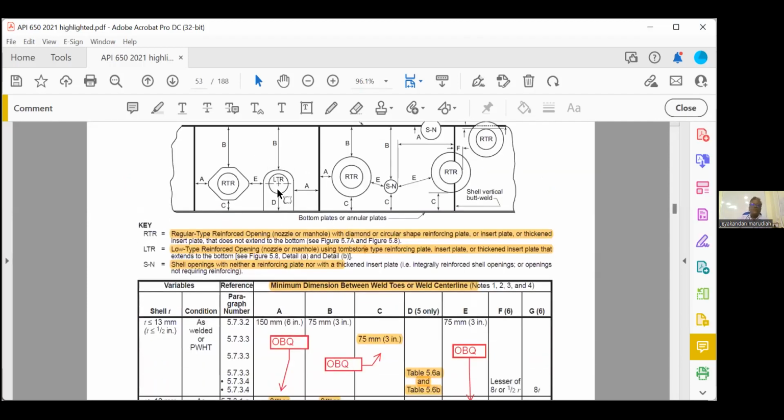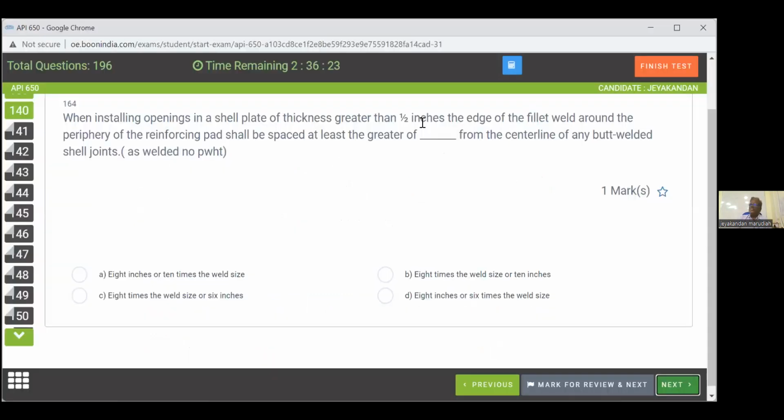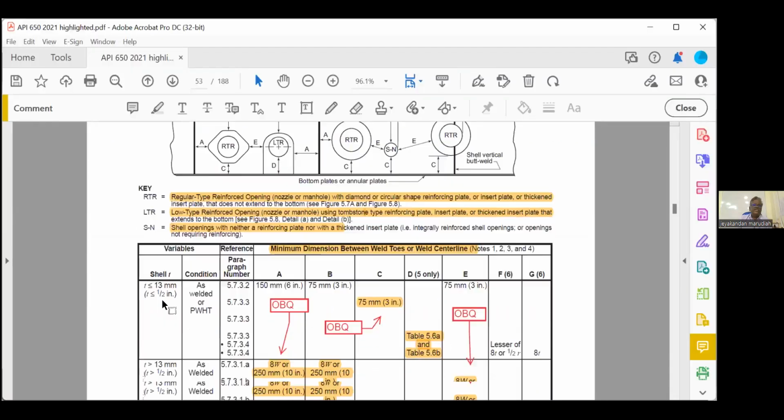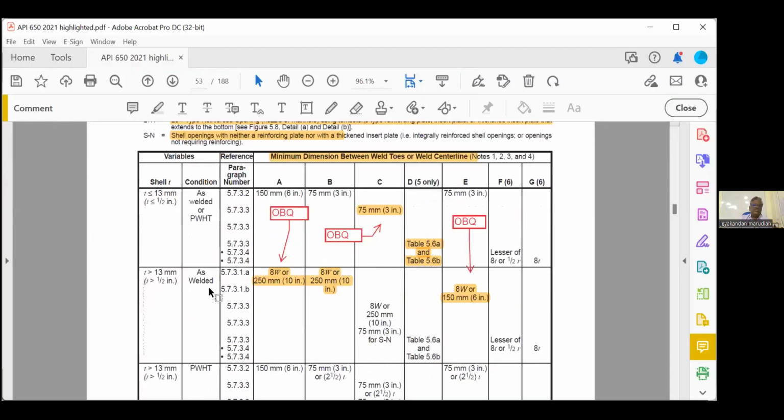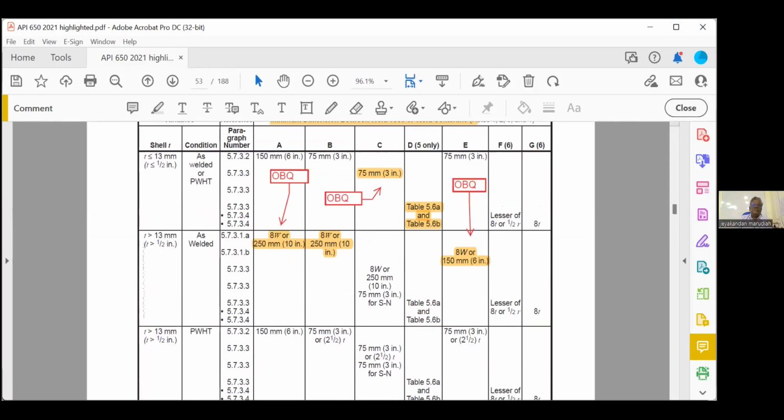Okay. Now I show you the question. Try to answer. Thickness greater than half an inch. They have given thickness greater than. You can see the various columns in the sketch. See, first one is T less than half an inch, as welded or PWHT. Greater than half an inch, as welded. Greater than half an inch, PWHT. So we have to refer to either of these two.